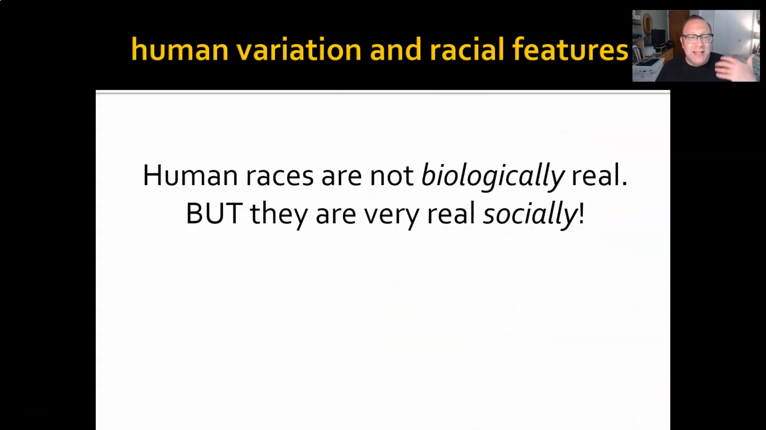So what that means is human races are not biologically real, but, and this is a big asterisk over that statement, they are very real socially. Cultural constructs are real. Something that is only real because it's part of culture still has effects on people's lives on a day-to-day basis in very serious ways. Not just in terms of their lifestyle, their beliefs, etc., also in terms of their health.